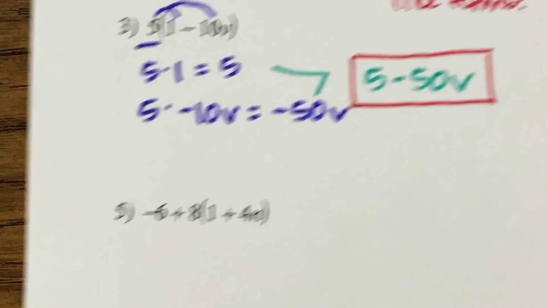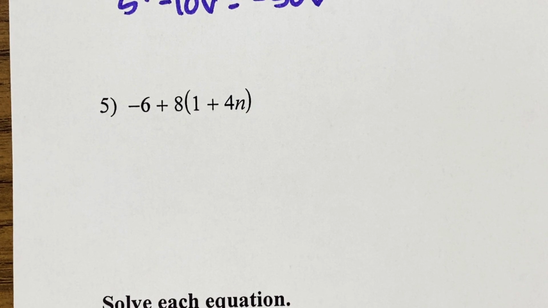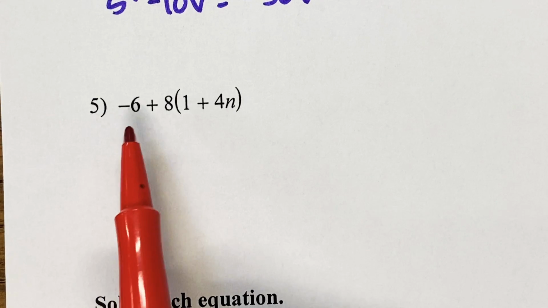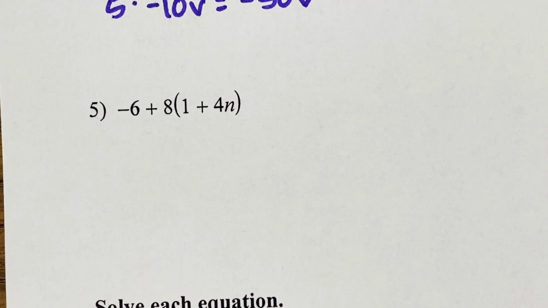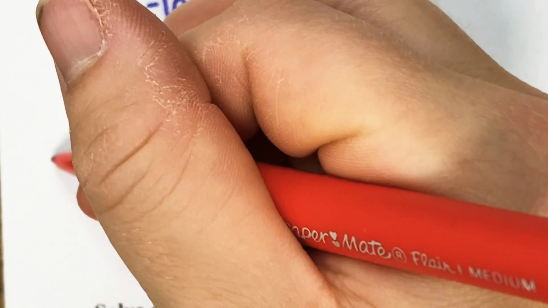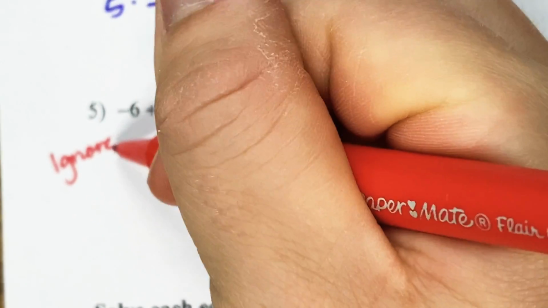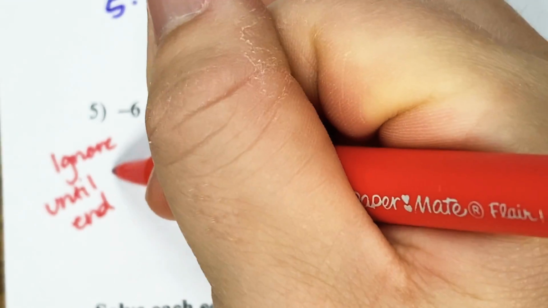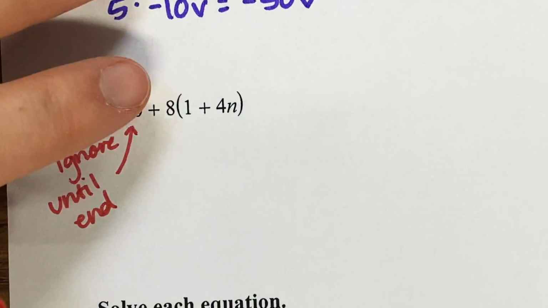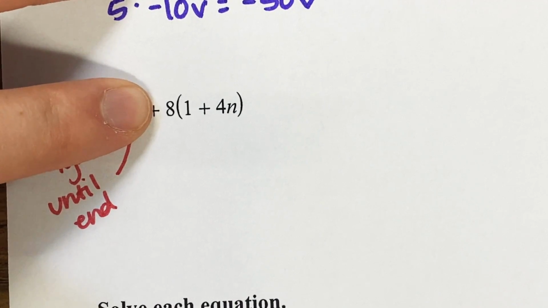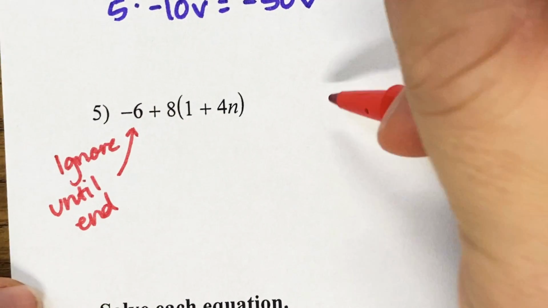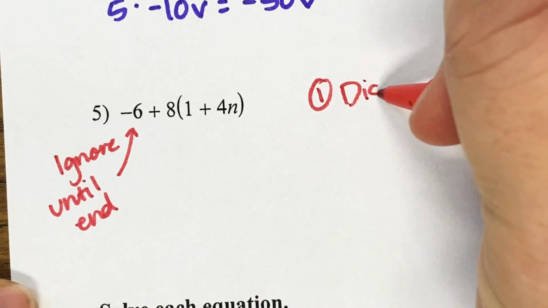Let's look at number 5. Number 5 is different because we don't just see one number on the outside. We also see this negative 6. What I want you guys to do is ignore this negative 6 until the end, until you have to combine like terms. We're just going to pretend like it's not even there. So pretending that it's not even there, what is the number that is going to distribute in? Because we need to first distribute.